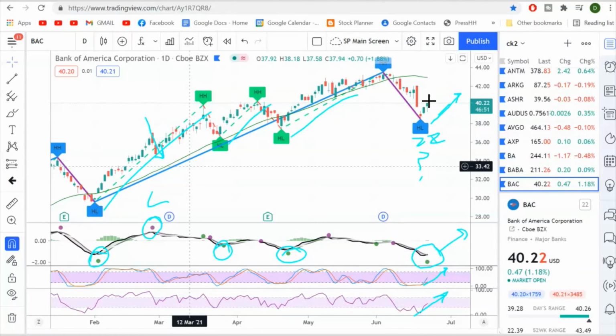So is today a buy? It's got 47 cents since the market opened. This is in the afternoon. So I would take this trade on a technical basis. That's how I use the MACD.